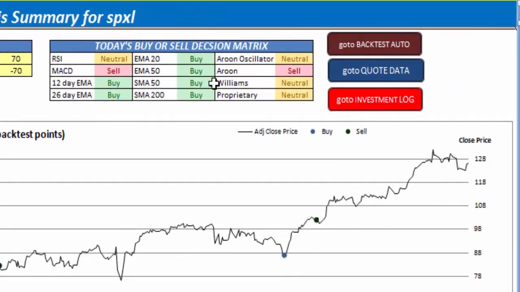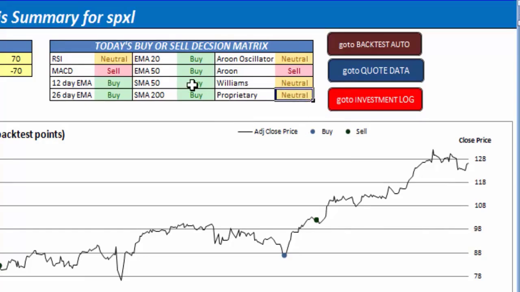These are all the indicators that are available and what their current status is, based upon if there was an adjustable parameter setting, say for the Williams oscillator.